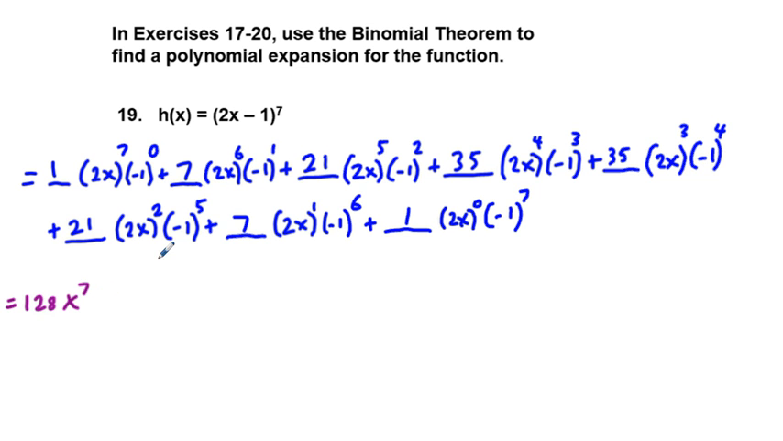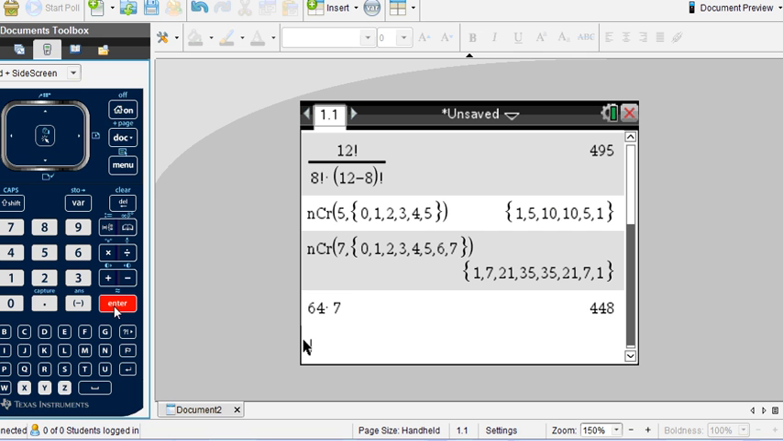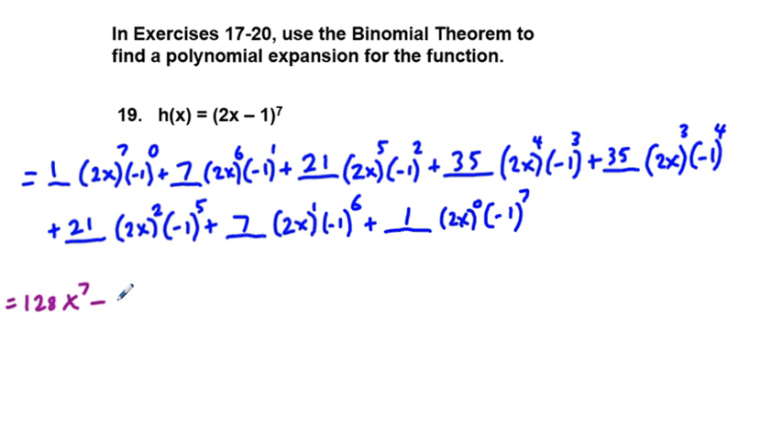128, so, and this is going to be times -1 to the first power. We're going to have minus, and that's going to be 2 to the sixth power, which is going to be 64 times 7. So let's go over here and put in 64 times 7. We get 448. I hope that's right. 448 x to the sixth.